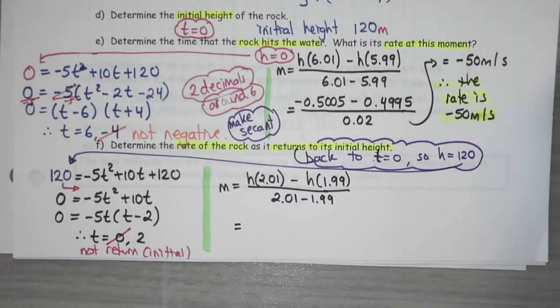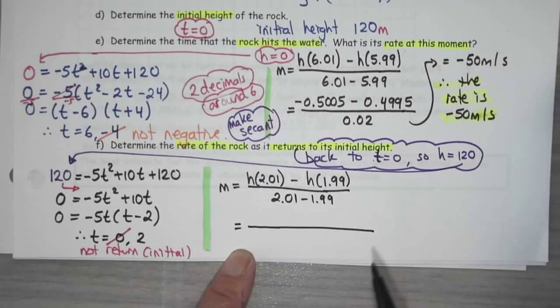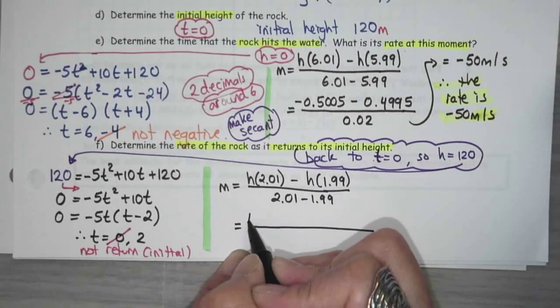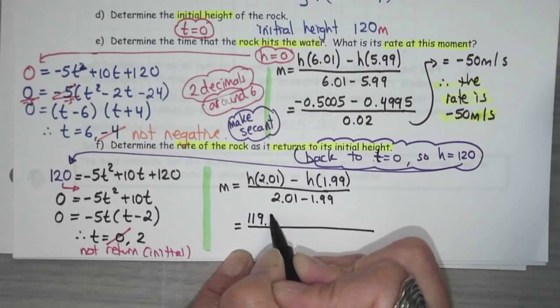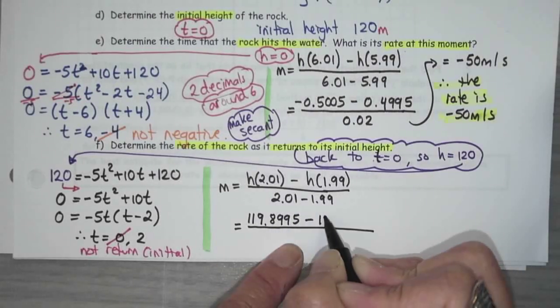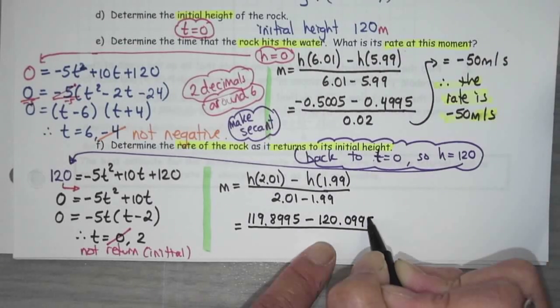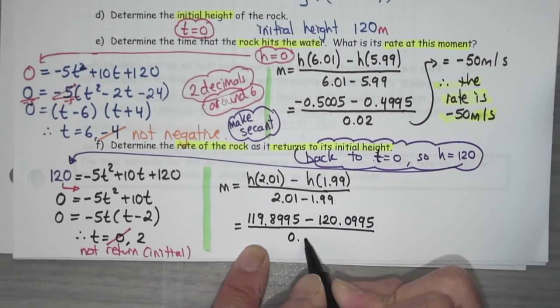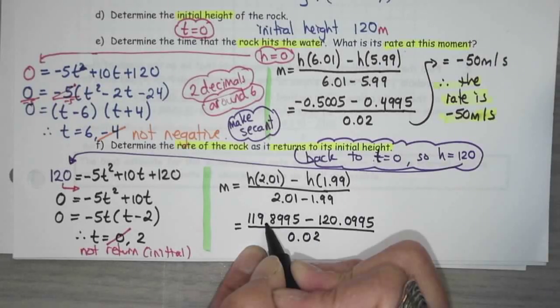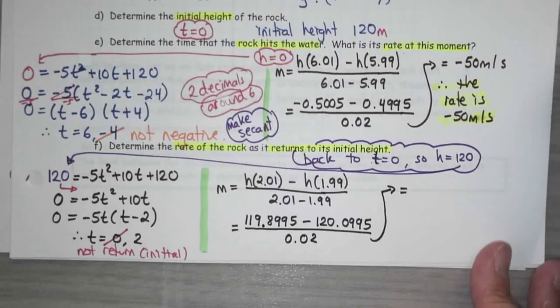This one ends up being terminating again. It's got 4 decimal places, so be able to punch in and get these two values. So I got 119.8995 and minus 120.0995. Again, get used to your calculator. You want to be able to use your calculator with ease.